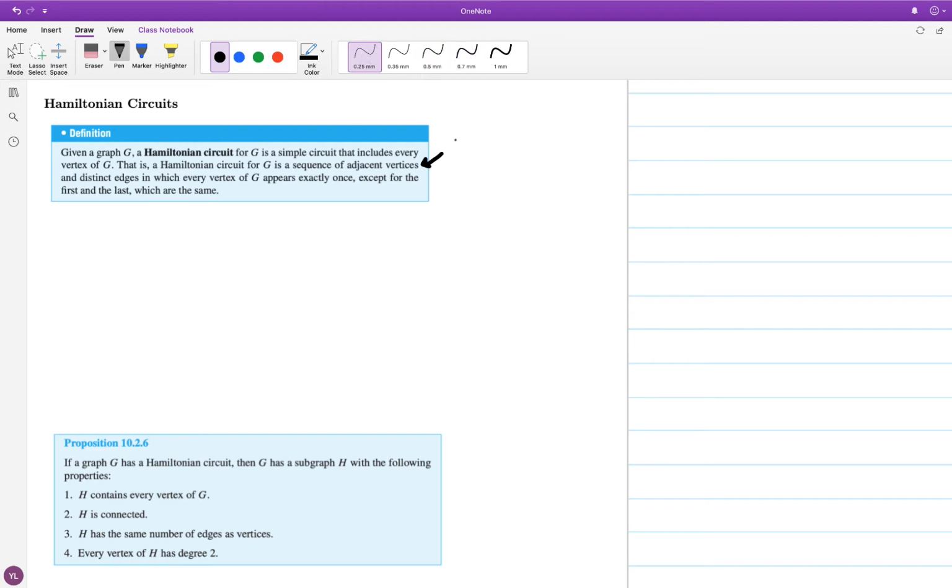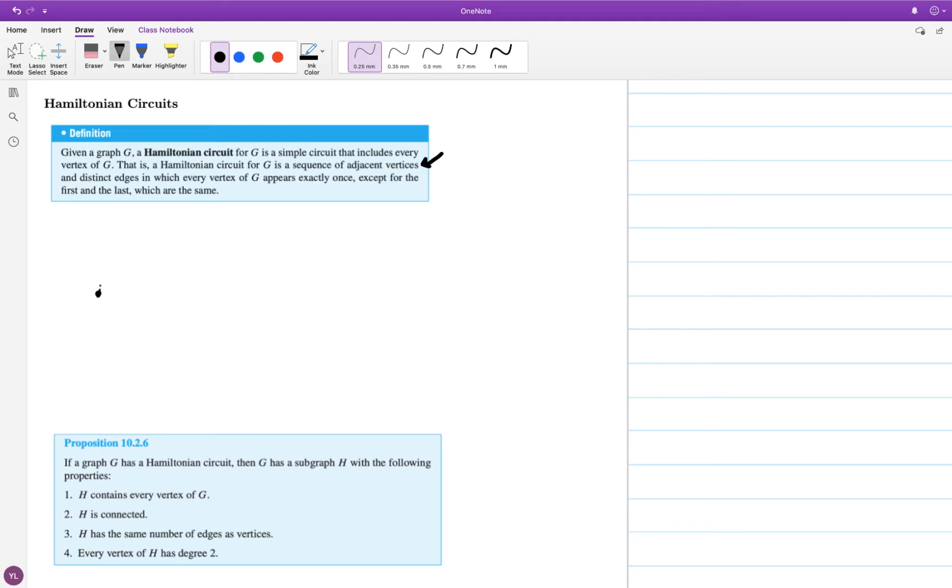And you are only allowed to visit edges once, but the point is that you don't have to exhaust all the edges. So we're looking for a simple circuit, and it should exhaust all the vertices of the graph. That would be a Hamiltonian circuit.